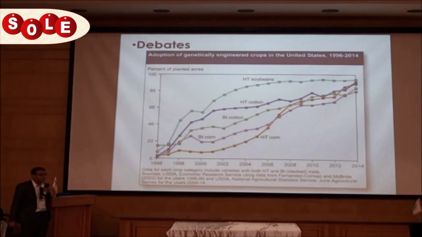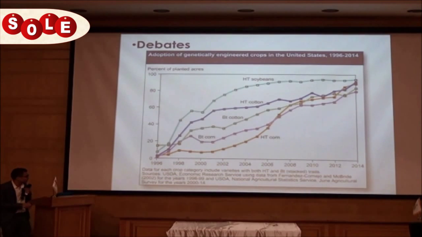And here we have a statistical graph from the US Department of Agriculture that could support what I am saying. If we take, for example, soybeans, we will find that the acreage percentage has increased from about 9% in 1996 to about 95% in 2014, which is a huge increase.